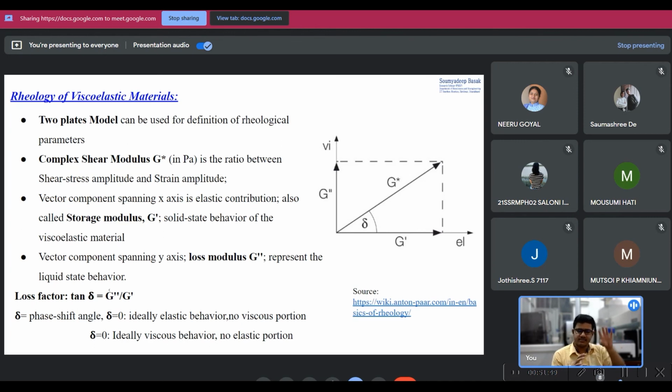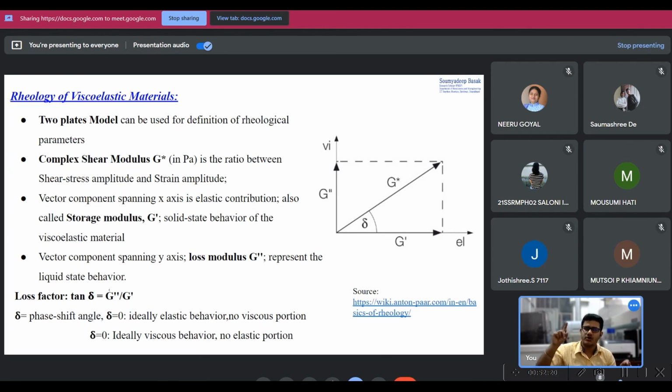So why is this x component called the storage modulus? That is the hindrance. While changing this rotation, this sine movement, there would be a hindrance to the bottom plate's sine wave movement. There would be a hindrance because of the solid component, right? So this is why it is called the storage modulus, right?